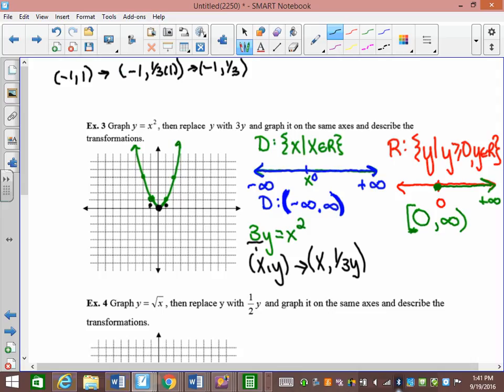If I plug in negative 2 and 4, I'm going to get negative 2 and a third of 4, which is 4/3. So you're going to go negative 2 and 4/3, and you're going to go positive 2 and 4/3. So we're going to do that.